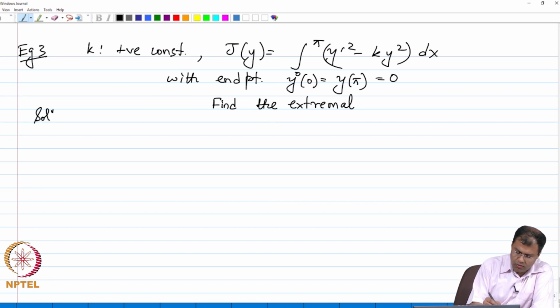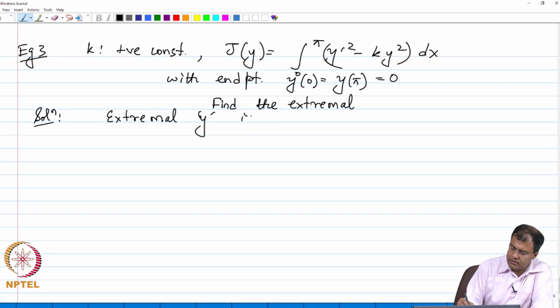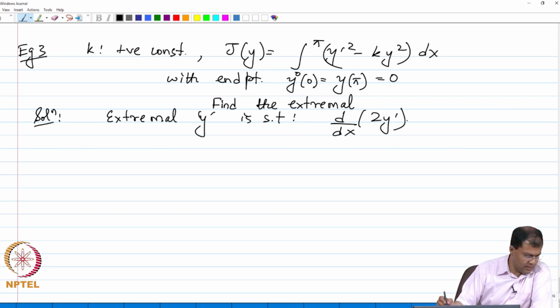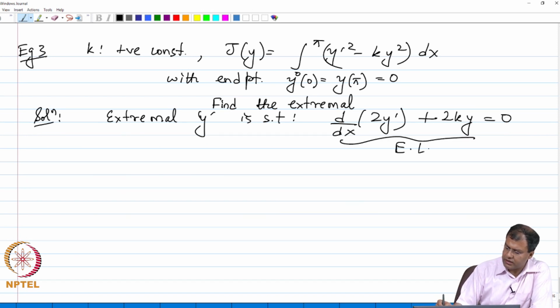So, again to find the extremal all I have to do is to plug the integrand in the Euler Lagrange equation and solve it, right. So, the extremal y must satisfy the Euler Lagrange equation d dx of 2 y prime, again I am just plugging in the necessary derivatives, plus 2 k y. Students can do all the steps here. I am simplifying a few steps. So, this is my Euler Lagrange equation.